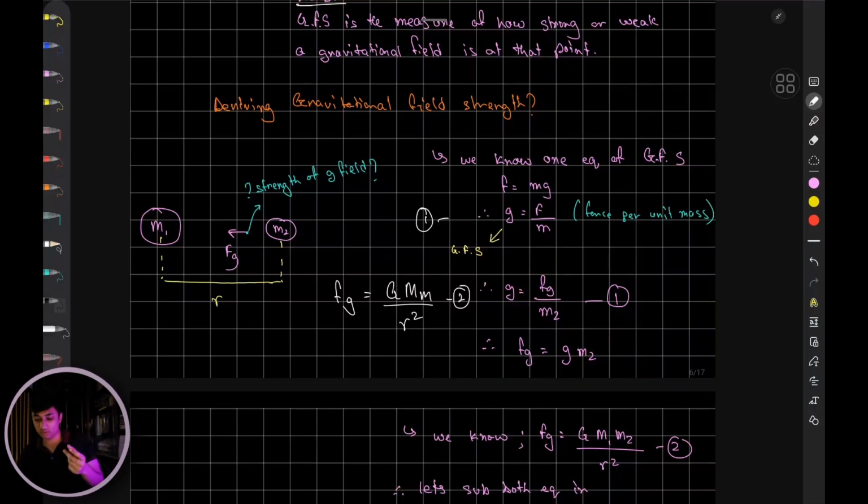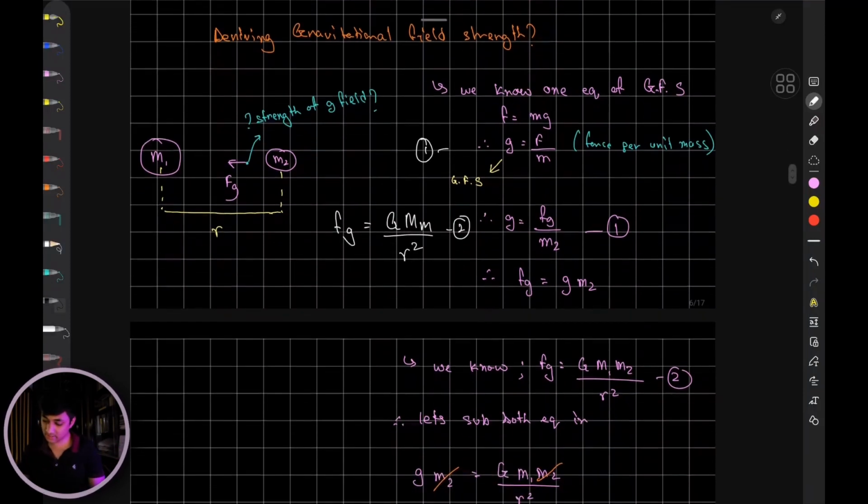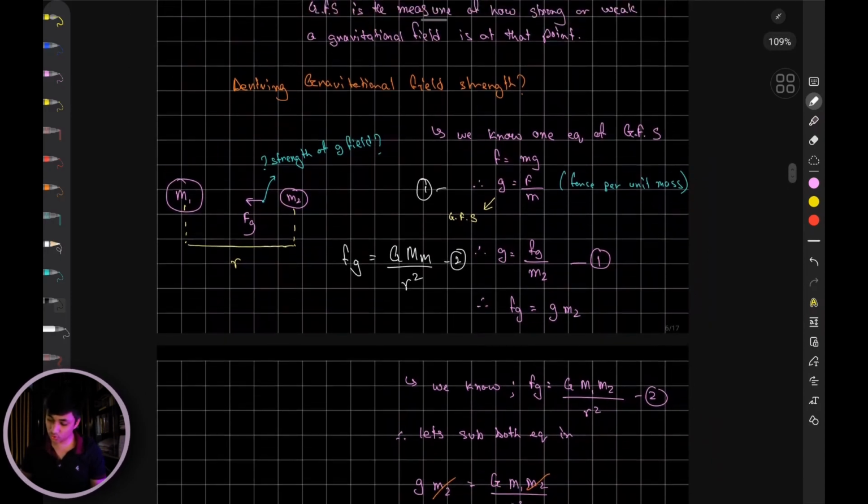Both of these formulas you know, and what I'm going to do next is equate them. F equals mg. This is the mass m2, let's say the Moon, times the gravitational field strength, the field strength due to the mass of Earth.